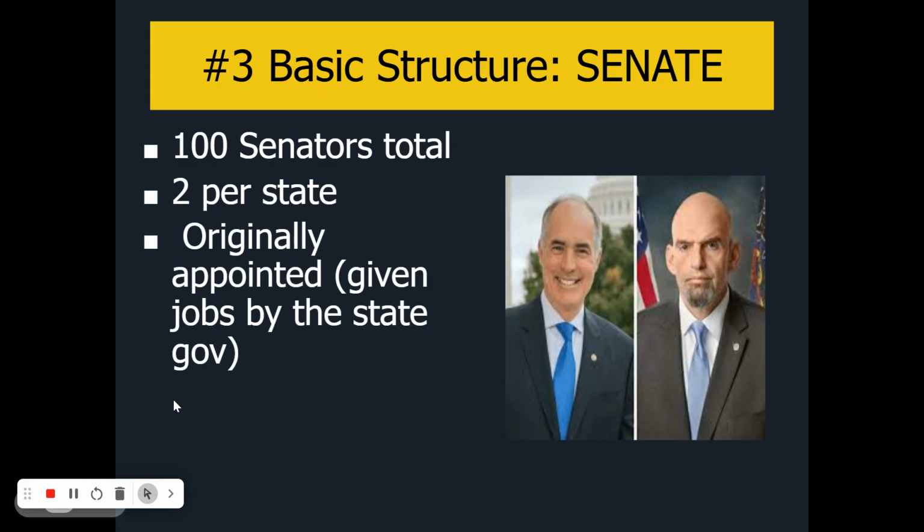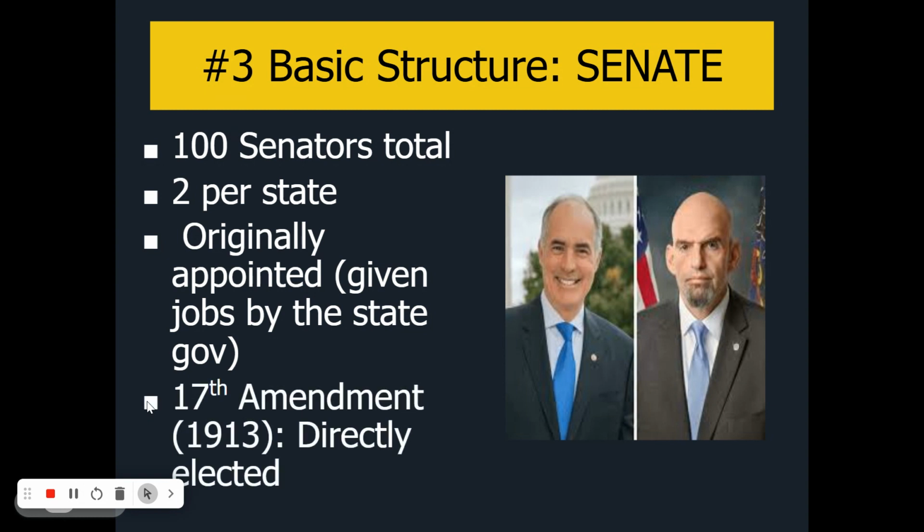Originally, all the senators were appointed. They were given their jobs by the states. The people had no say. The senators weren't elected. This changes in 1913 with the passage of the 17th Amendment. So now senators are directly elected, just like the reps are, but it wasn't always like that. The 17th Amendment allows citizens to vote directly. Prior to 1913, the states literally just chose who they wanted their senators to be.